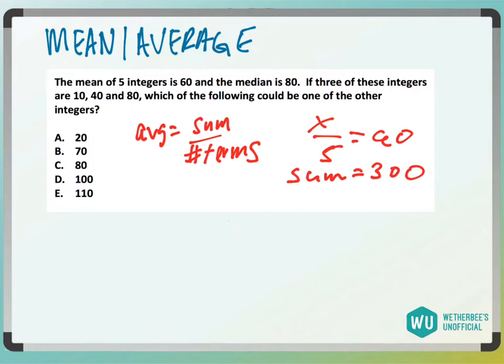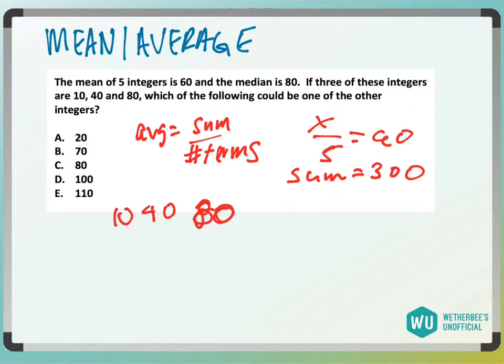Then I know that the median is 80, so the median is going to be 80. It's going to be in the middle. There are 5 integers, so I'm going to have 2 numbers here and 2 numbers here. If it was an even number, I'd average the middle two. I know that 3 of the numbers are 10, 40, and 80.